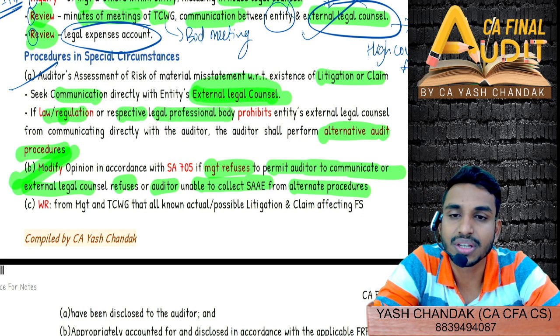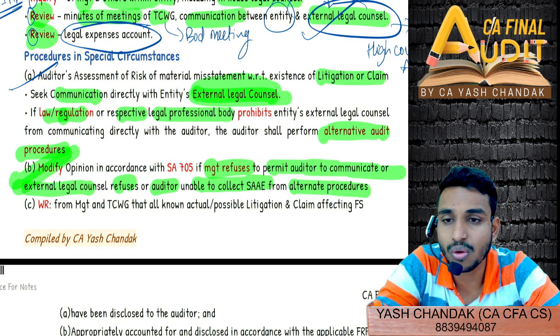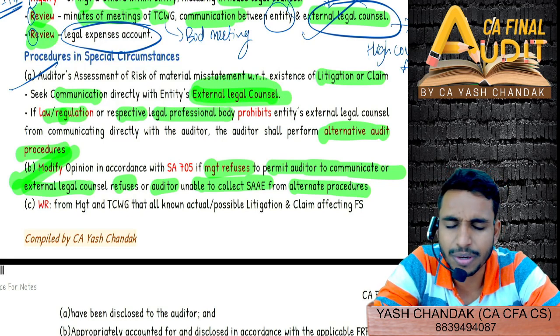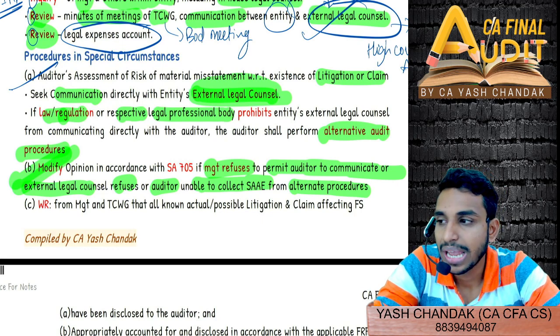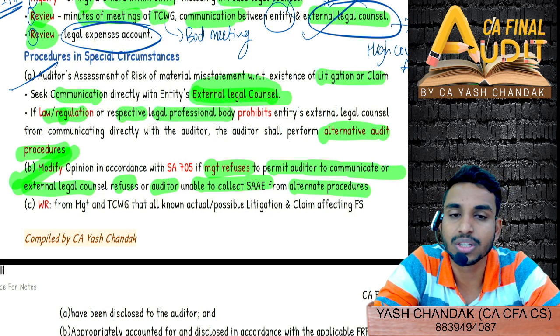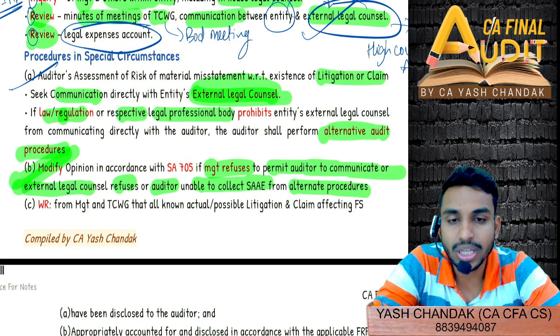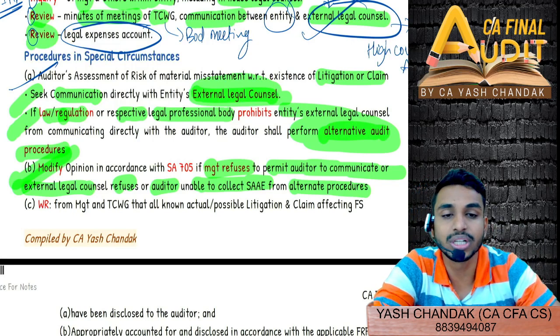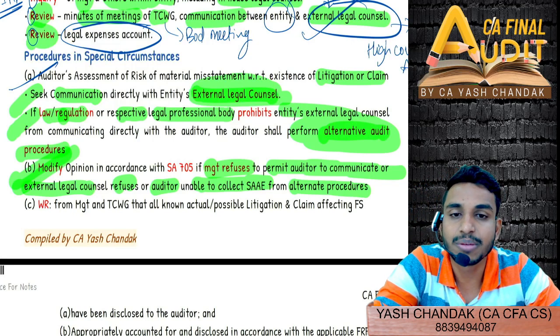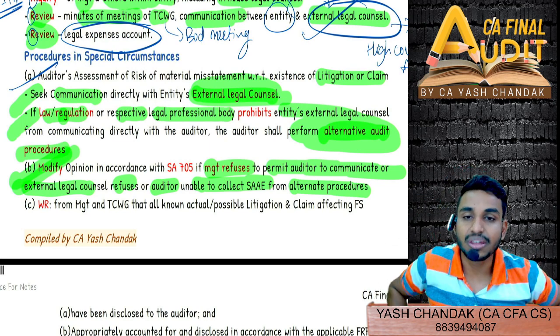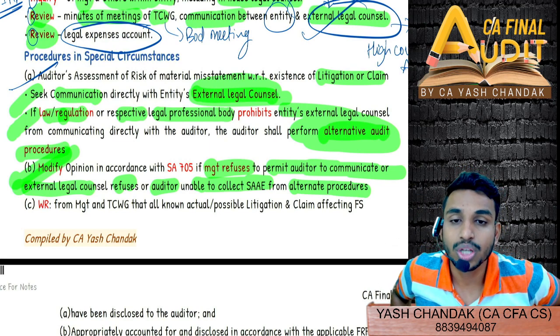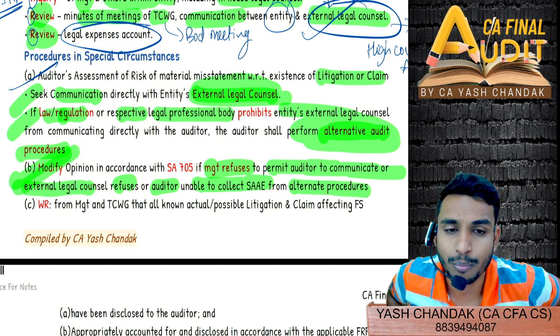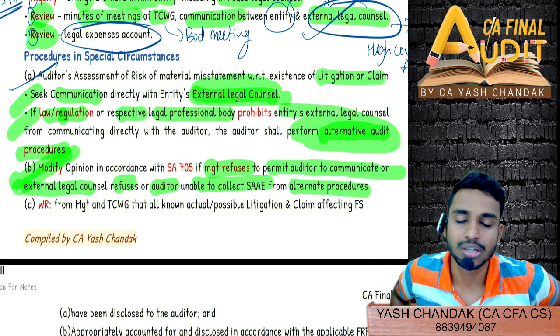We have to perform IRR in special circumstances, connect with the external legal counsel, and if law or regulation does not allow you to contact or communicate with the external legal counsel, then you can simply perform alternative audit procedure. And in case management refuses to permit you to communicate with the external legal counsel, or your second step, that is your alternative audit procedure, is also not able to provide you with sufficient appropriate audit evidence, that means you are neither able to communicate with that external legal counsel nor able to perform alternative audit procedure. In that case, you will modify the opinion in accordance with SA 705.